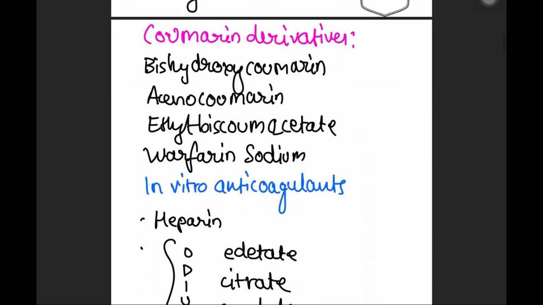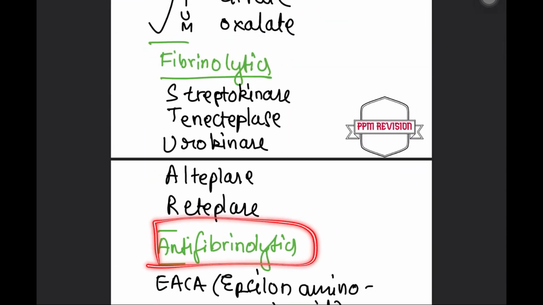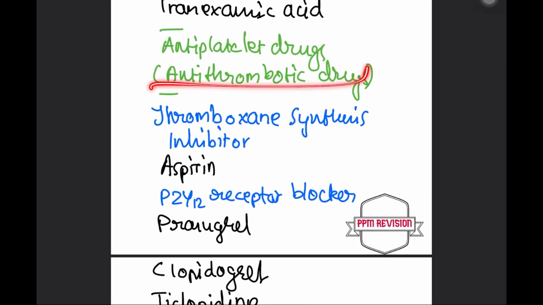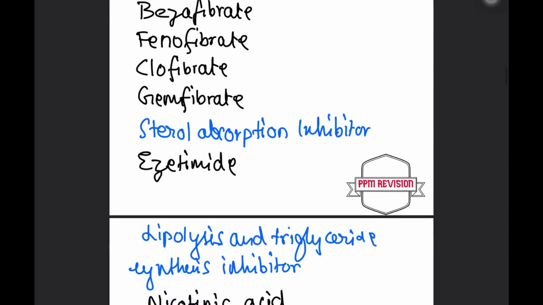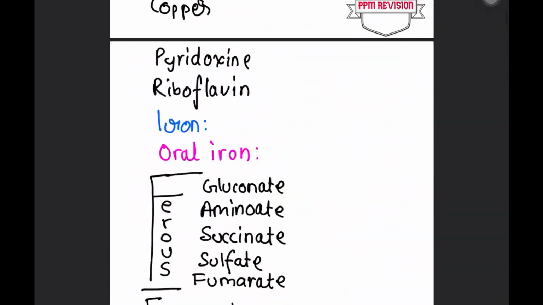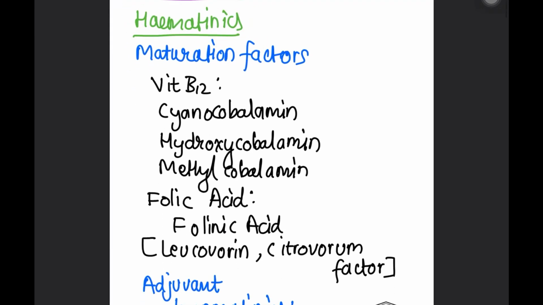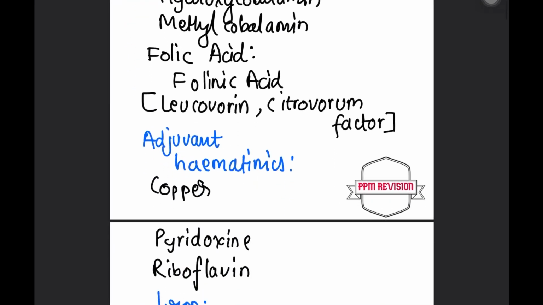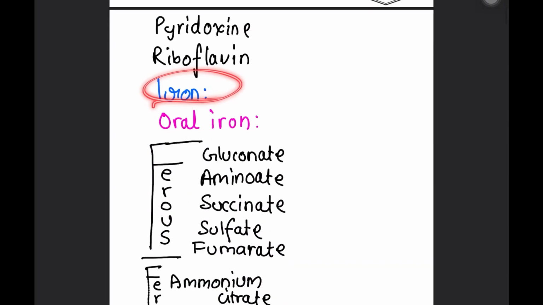Then moving ahead, there are fibrinolytics, antifibrinolytics, and antiplatelet drugs, and also hypolipidemic drugs. So moving to the very first, that is hematinics. Hematinics are divided into maturation factors, adjuvant hematinics, and iron preparations.